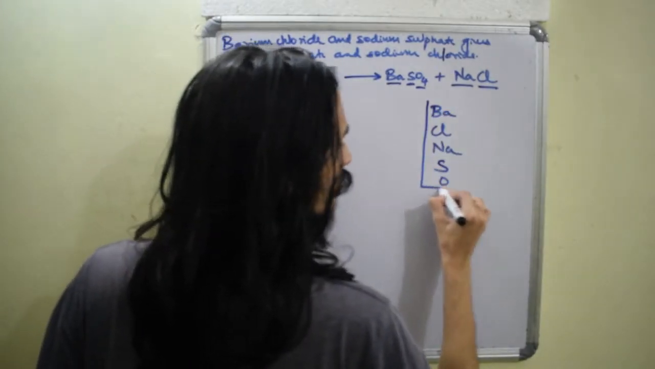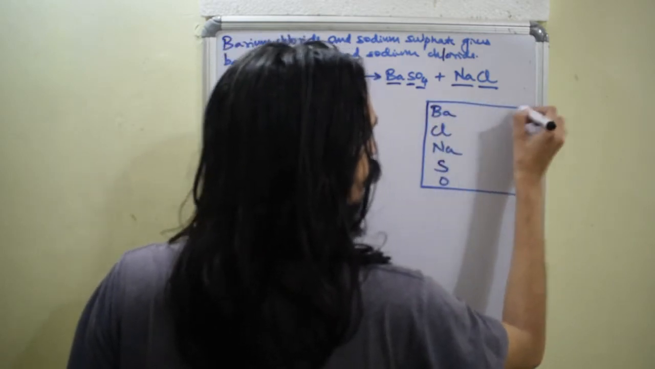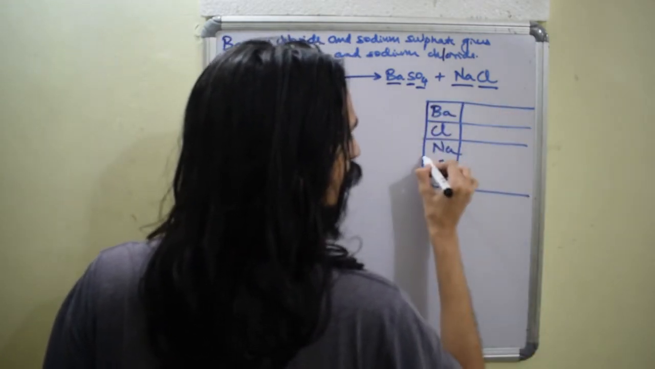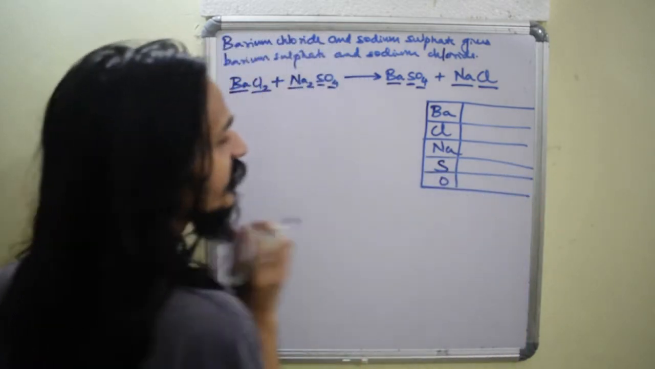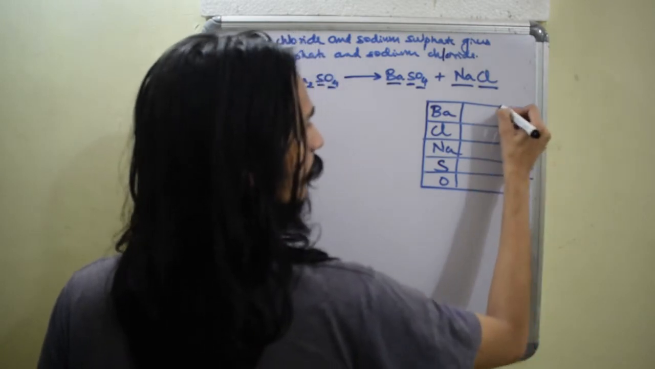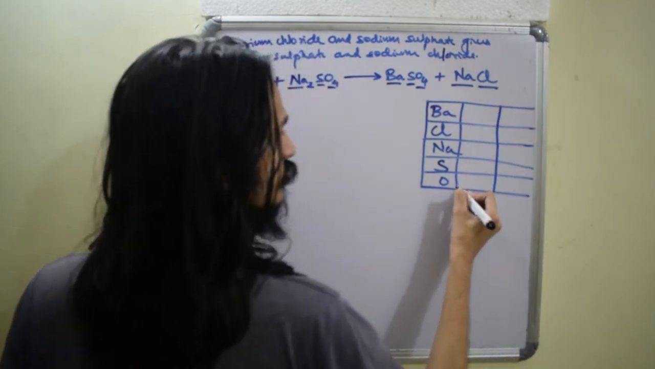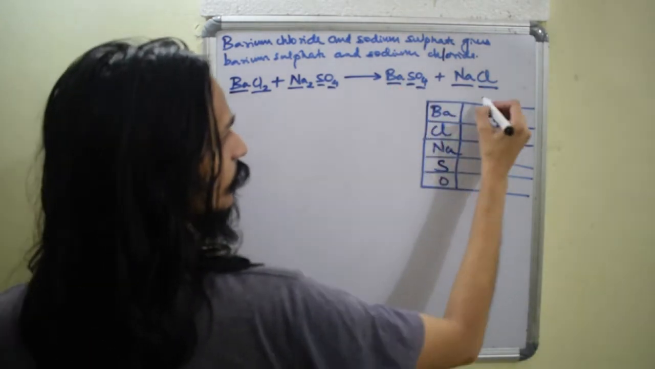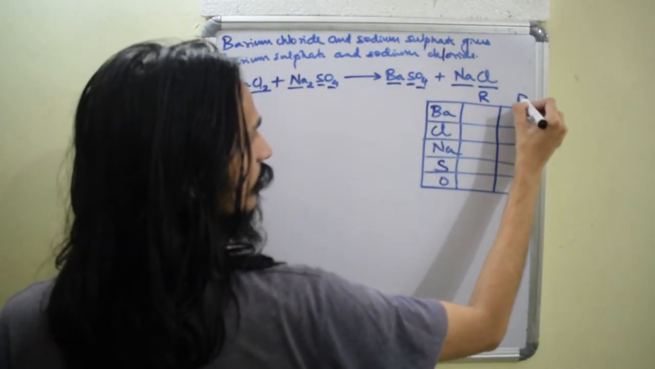Now the next thing I'll do is make a table wherein I list down how much of each element is present on both sides. Okay, so this would be my left hand side, which we call reactants, and right hand side, which is products. Okay, so reactants and products.